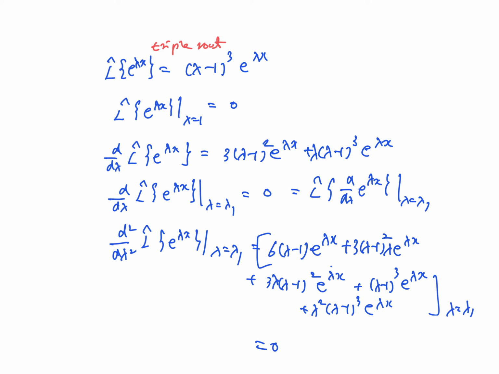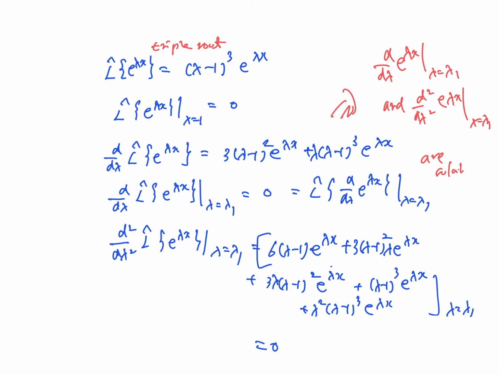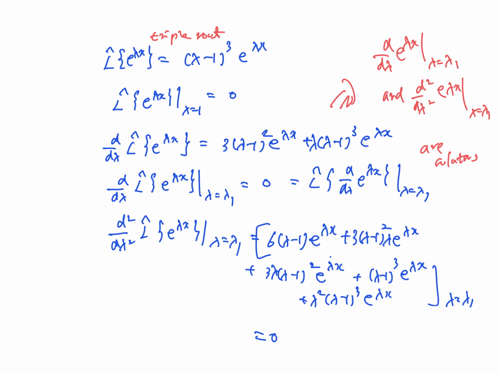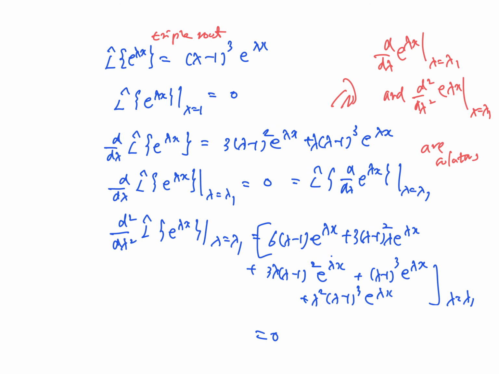So that means d by d lambda of exponential lambda x and d square by d lambda square of exponential lambda x at lambda equal lambda 1 are solutions. So finding the solutions for double root and triple root is very interesting. And I think for this semester, you only need to know up to triple root.